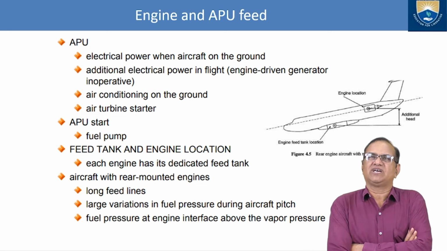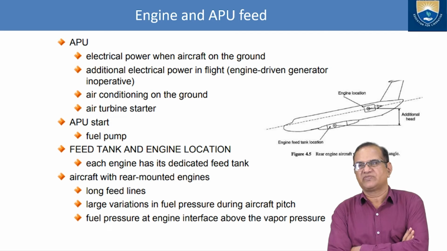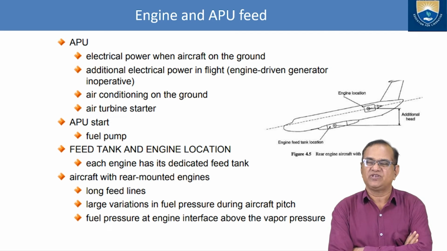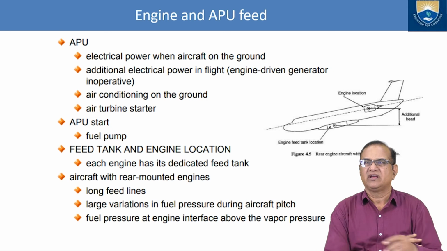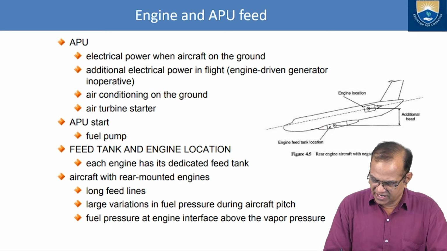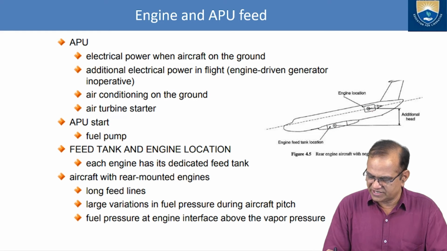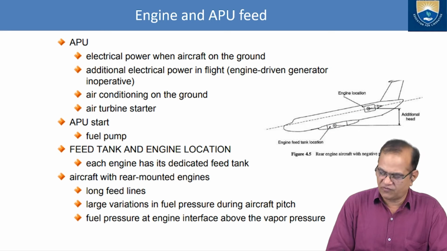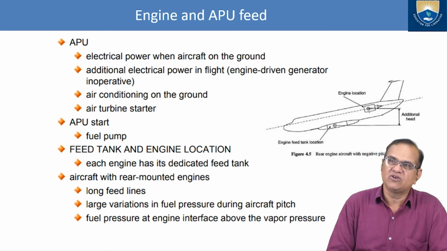Next I will talk about the engine and the APU. The APU is the auxiliary power unit. Engine feed: here you can see the engine feed tank locations. Here is the engine location. So fuel has to go from here to here. How will it go?